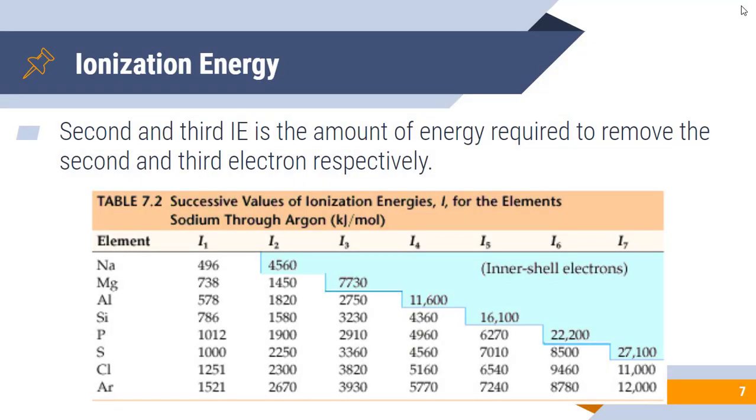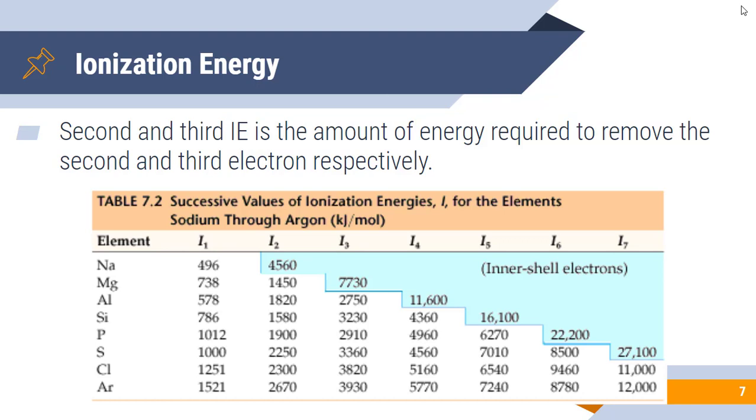The second and third ionization energy is the amount of energy required to remove the second and third electron respectively. So sodium, for example, has a very low first ionization energy. It's in the first group on the periodic table, so it's going to readily lose that electron in order to satisfy the octet rule and have 8 in its outer shell. The second ionization energy is much, much greater than that, because once it's lost its first electron, the octet rule is already satisfied. To lose that second electron, it's going to require an enormous amount of energy because it wants to keep that electron to keep the octet rule satisfied.